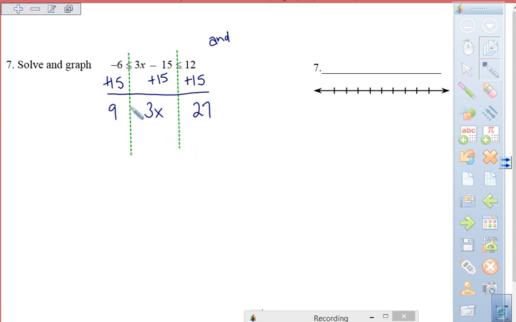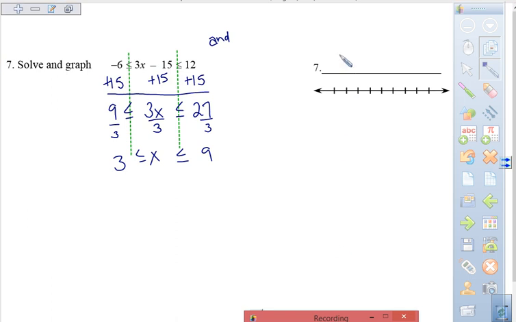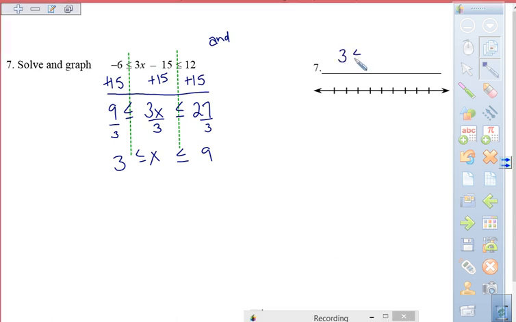My inequalities do not change because I did not multiply or divide by a negative, and I did not switch my order. Now I need to get x by itself, so I'm going to divide by 3, and I have to do that 3 times. So I get 3, x, and 9, and my symbols stay the same. So my inequality is 3 is less than or equal to x is less than or equal to 9.